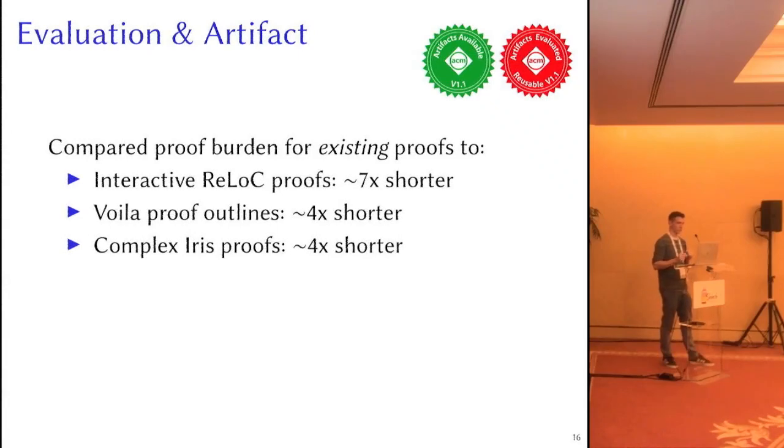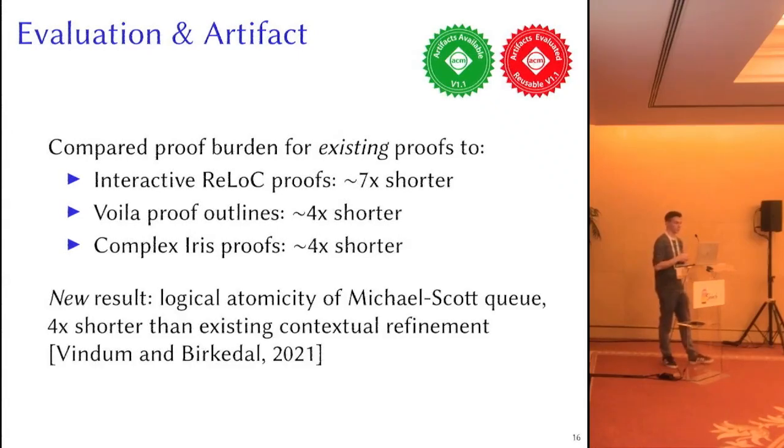We also did some new results. We showed the Michael-Scott queue to be logically atomic. This result is about 4 times shorter than an existing proof of contextual refinement done in CPP 2021. This shows that with this automation, all these verifications become a bit more practical.